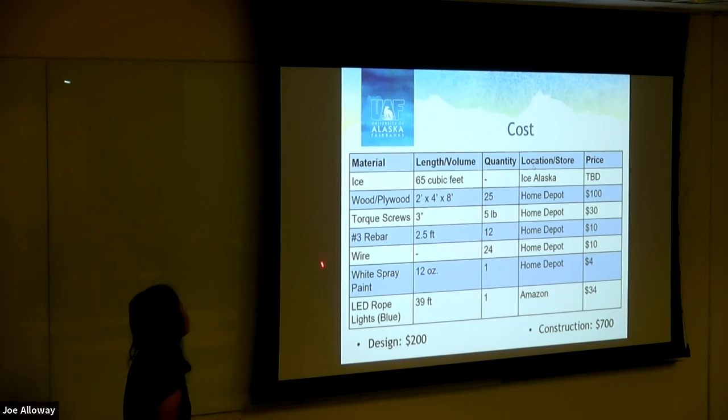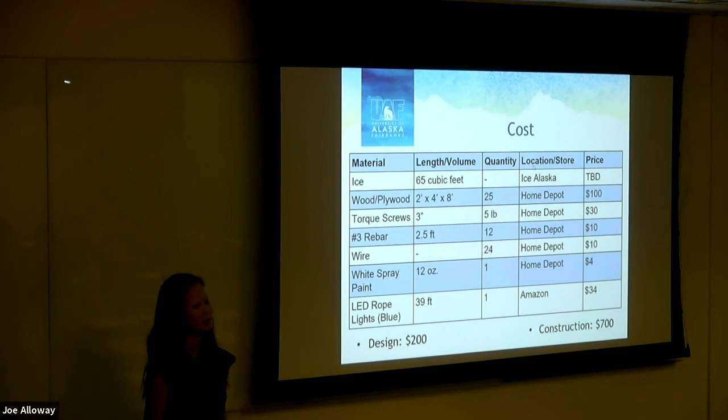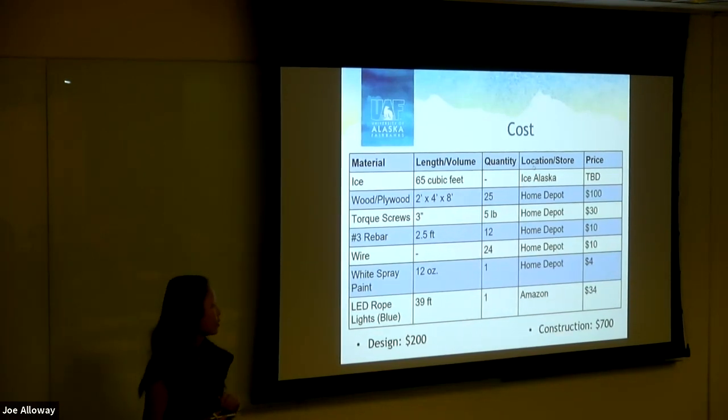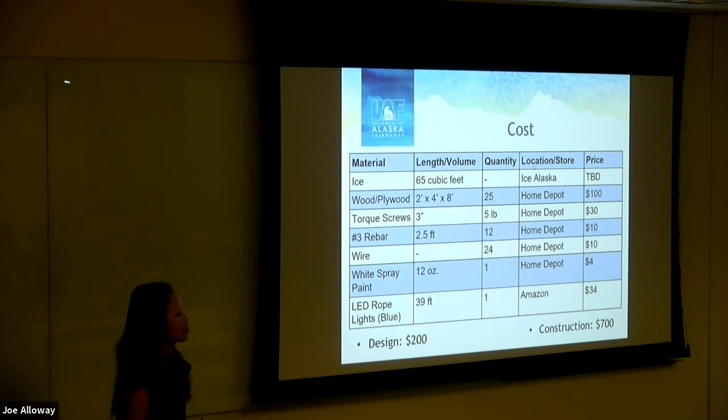And then plywood and screws for the structure, get it at Home Depot. Should be relatively cheap because this is just a temporary frame. And then the rebar for the design, and the wire, and the spray paint, and the blue lights. And then already contracted out is the design and construction costs.